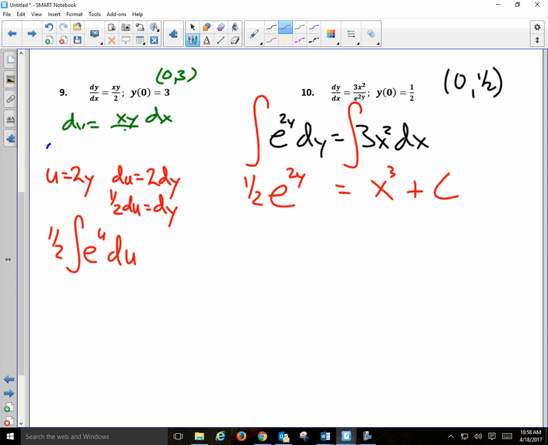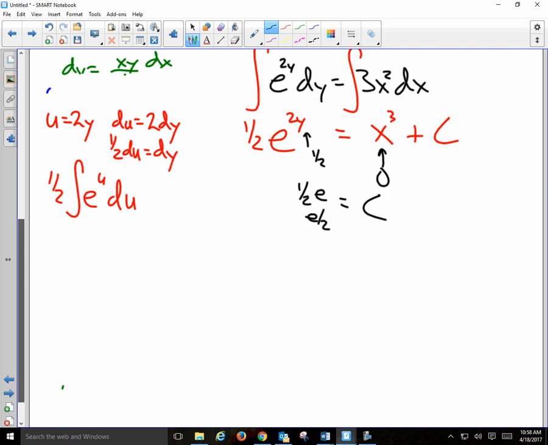Okay, let's solve for our constant. It says that it passes through the point (0, 1/2). So that means that I place 0 in right here. I place 1/2 in right there. So I end up with c on the right side. On the left side, I end up with 1/2 e, or e over 2. So I have 1/2 e to the 2y is equal to x cubed plus e over 2.